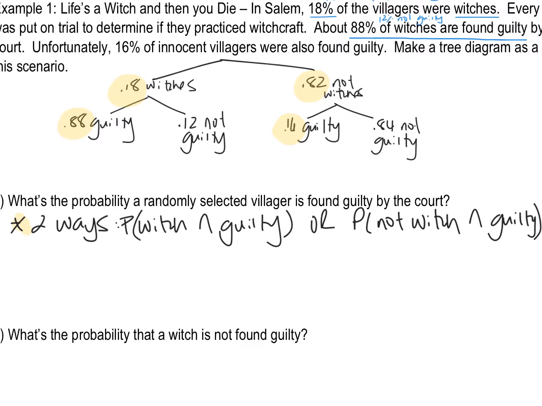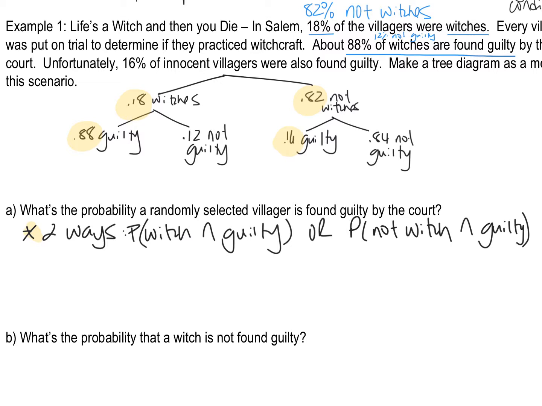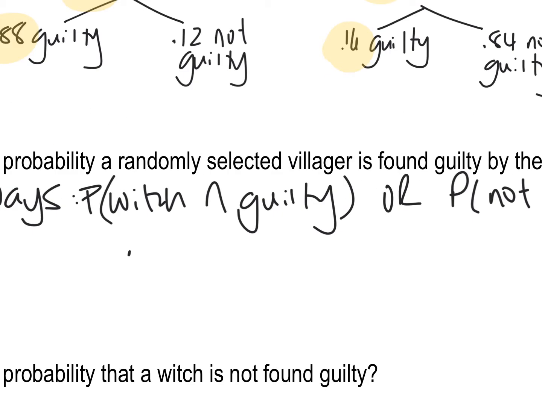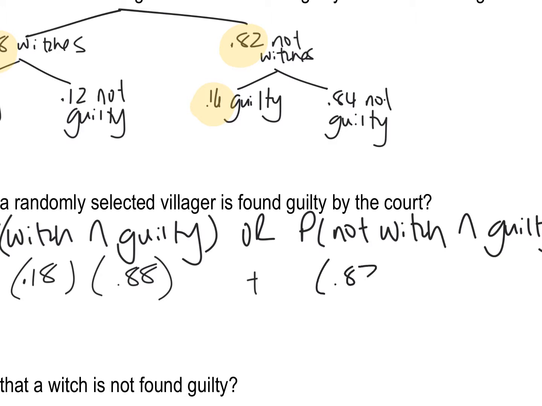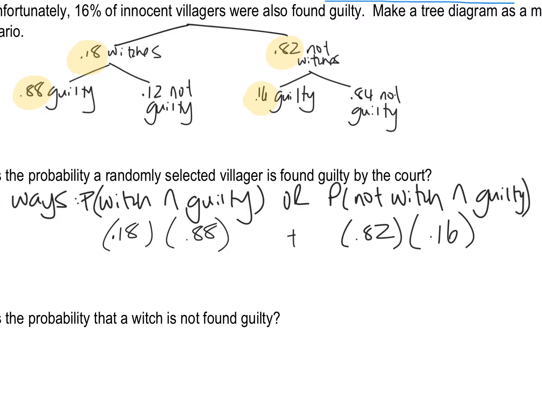And so very, very simple. The reason why we do these tree diagrams, and I love them, is that to be a witch and guilty, you just multiply when you work your way down the tree. 0.18 times 0.88. Or means plus, same thing on the other side. 0.82 is to be not a witch, and 0.16 is to be guilty. All you have to do is add those two numbers together, and it gives you 0.2896. And that is the probability that any villager, any person in this town, whether they're a witch or not, was put on trial and found guilty.